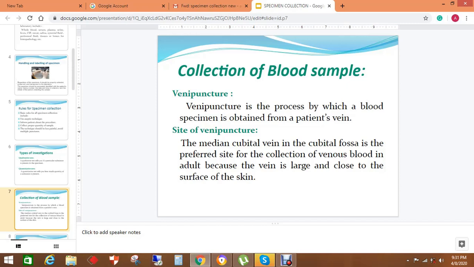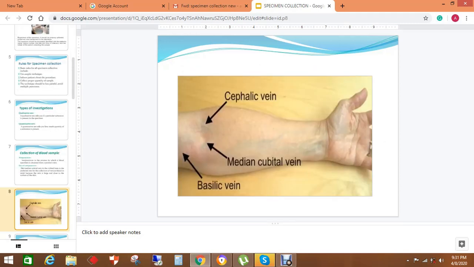The most commonly used vein for this purpose is the cubital vein, which is present in the cubital fossa. So this is the arm, a pronated forearm. This is the cubital fossa, and this is the medial cubital vein from where you draw the blood sample.